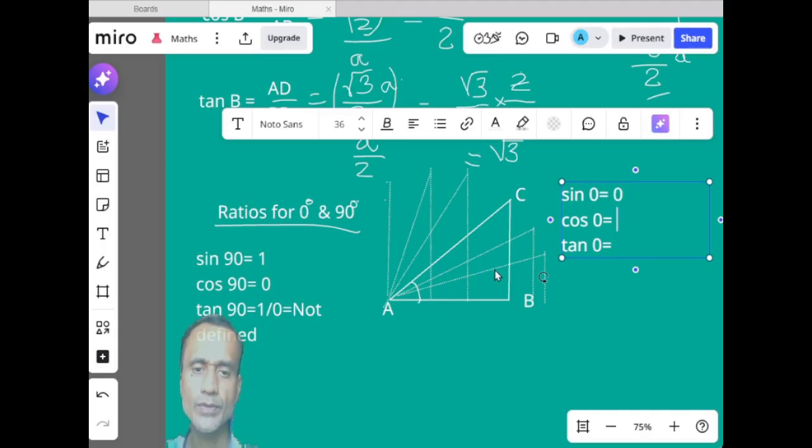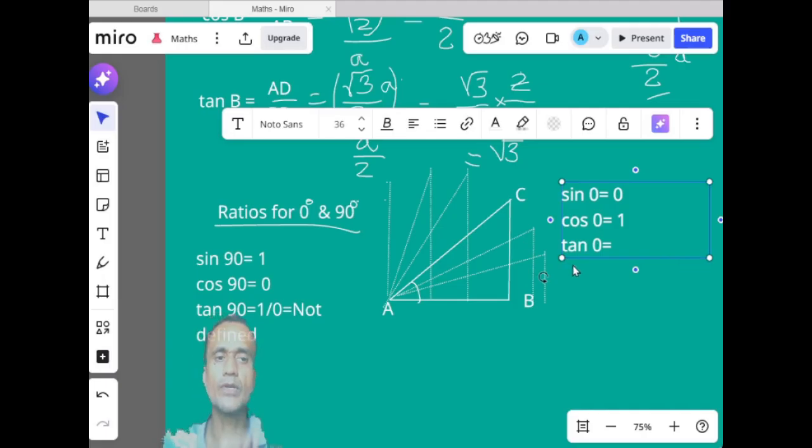What about cos 0? The value of AB will become equal to AC. Cos A is AB by AC. So as this angle approaches 0, AC will become equal to AB, because hypotenuse and base or adjacent side will become the same. So the value of cos 0 will be 1.